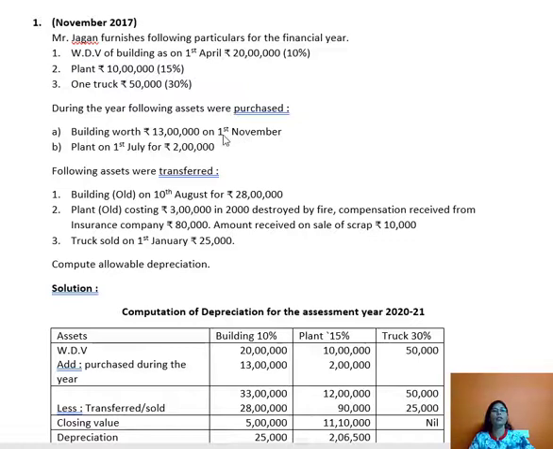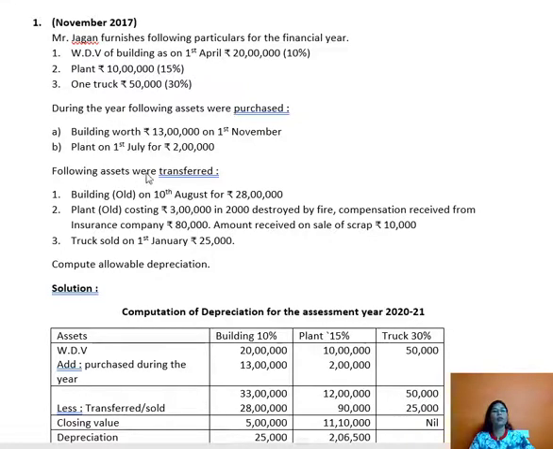So you can see here, as it is 1st November, if you count November, December, January, February, March, it comes to 5 months. Therefore, this is less than 180 days. Plant is purchased on 1st July. So definitely this is used for more than 180 days.